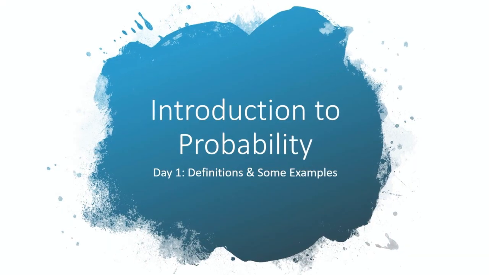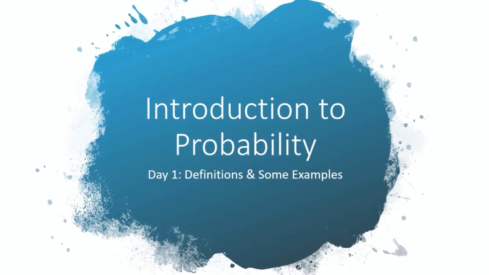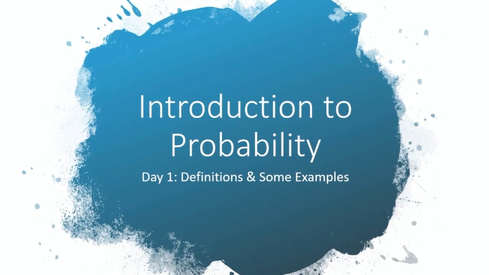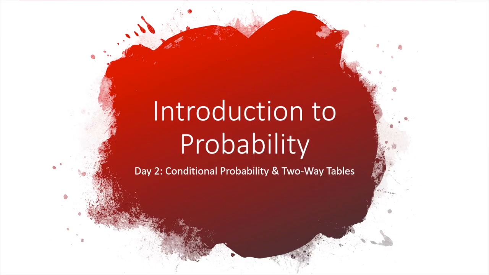In our first video we talked about basic probability and pretty basic two-way tables. Today we're going to get into a little bit more complicated two-way tables and work with those, as well as working with something we call conditional probability.